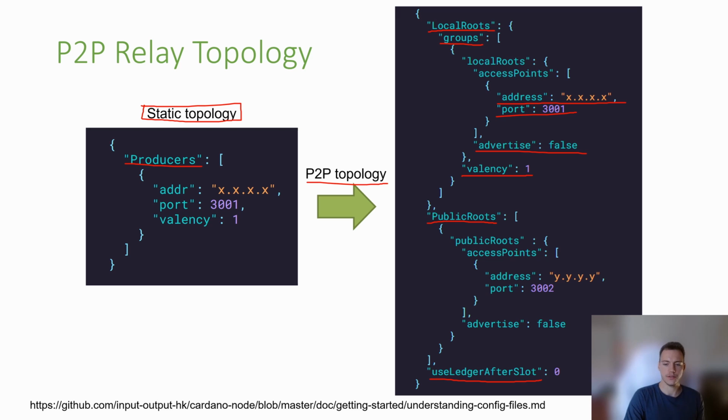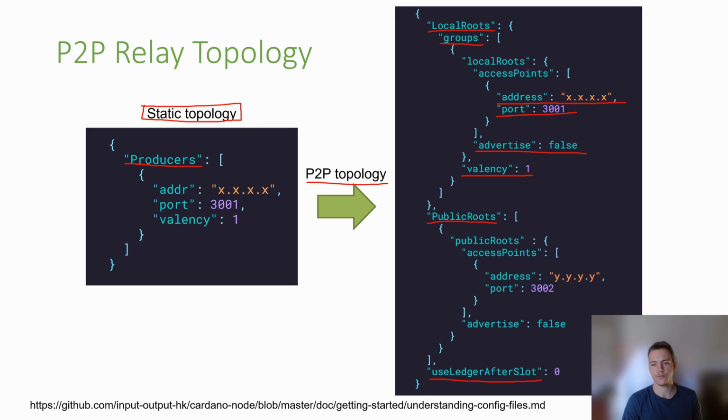Use ledger after slot means use the registered relays that are registered on chain, detect them and connect to them as you see best fit after a certain slot. So use the state after a certain slot. And if this for any reason fails, then public roots is also a fallback to that.